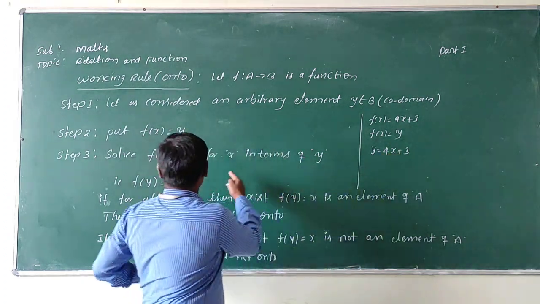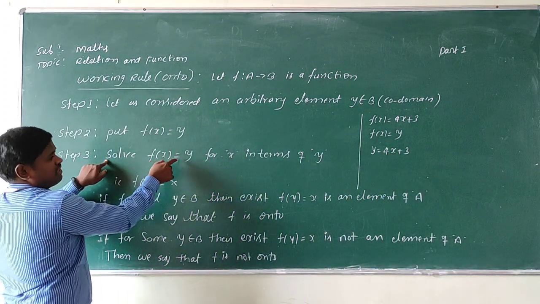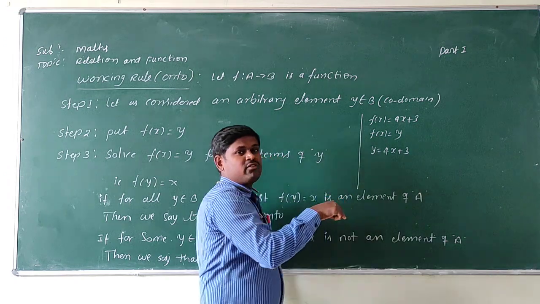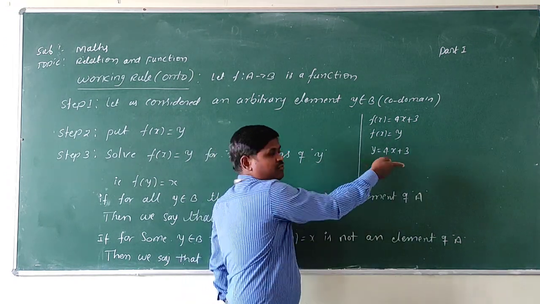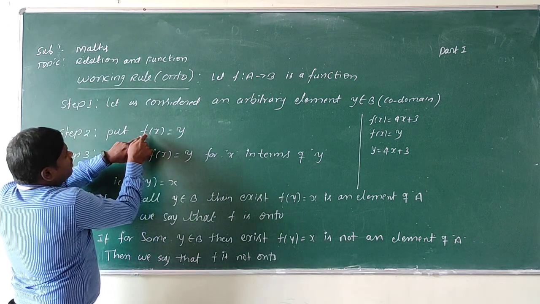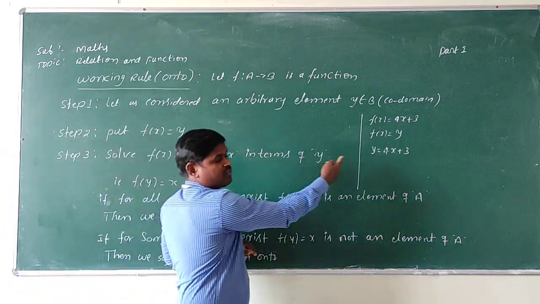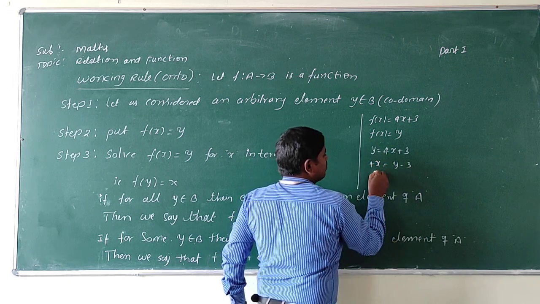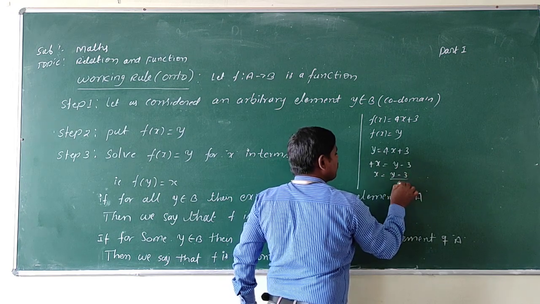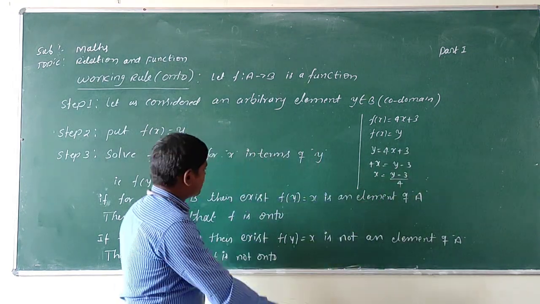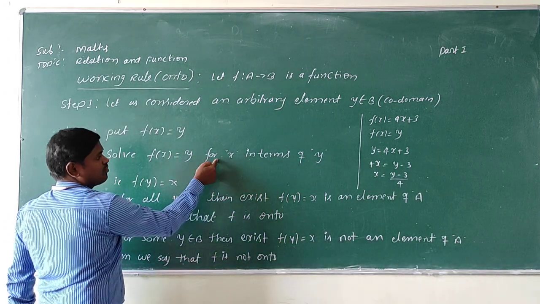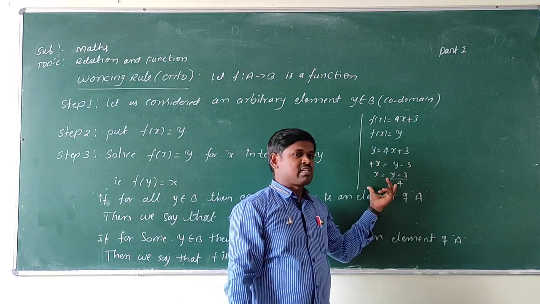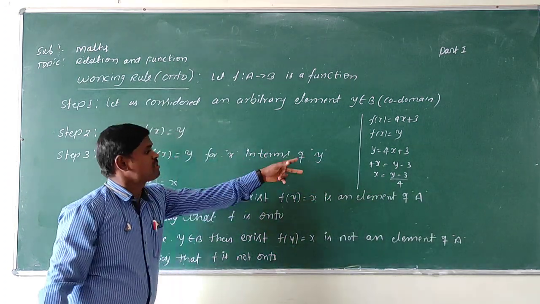Solve this equation. The third step means solve f of x is equal to y for x, so that we get the equation in terms of y. That is, x is a function of y, whereas first y was a function of x. So 4x is equal to y minus 3, so x is equal to (y minus 3) divided by 4. This is the equation in terms of y.